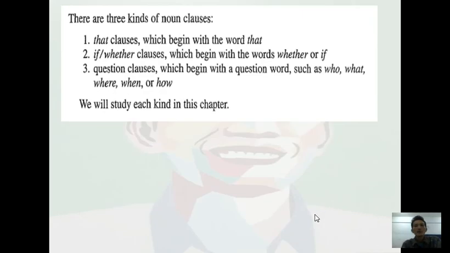And then there are three kinds of noun clause here. The first, that clauses, which begin with the word that; if or whether clauses, which begin with the word whether or if; and question clauses, which begin with a question word such as who, what, where, when, or how. WH questions. We will study each kind in this chapter.